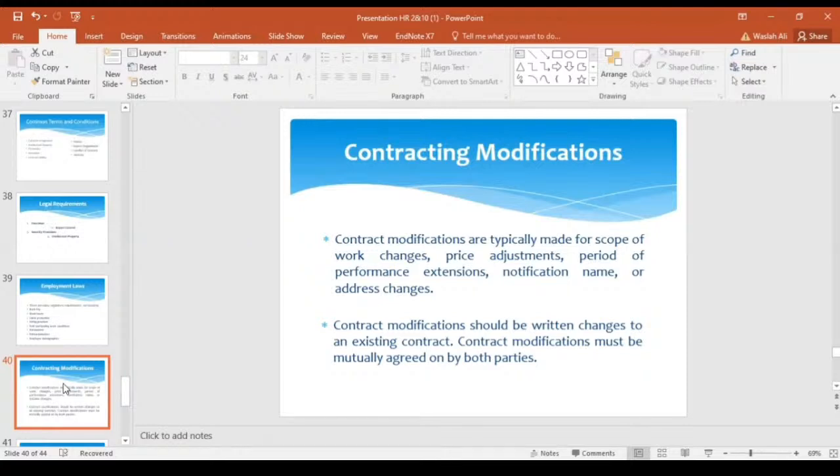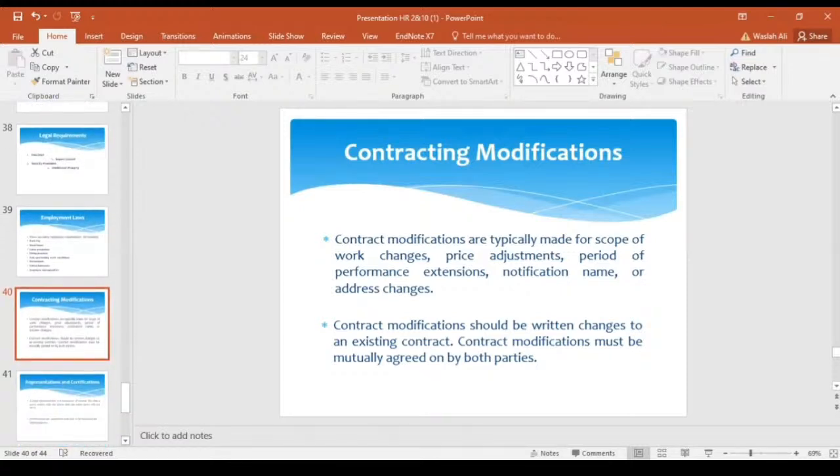Contract modifications should be written changes to an existing contract. So a contract modification must be mutually agreed on by both parties. What are the benefits of this contract modification? This will reduce risk to the organization and prevent unnecessary claims if a modification is not executed.